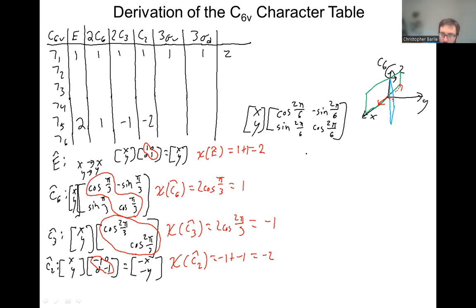Okay, and if we keep going here, now we are on to sigma v's. So let's think about sigma v's. Let's erase some of this just for clarity. I'm going to erase my sigma d. I can redraw it, I suppose. Let's see, there we go.